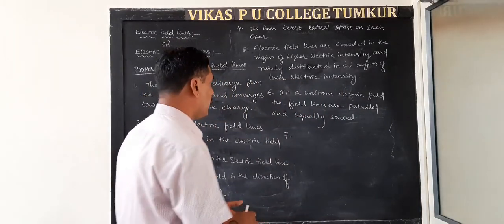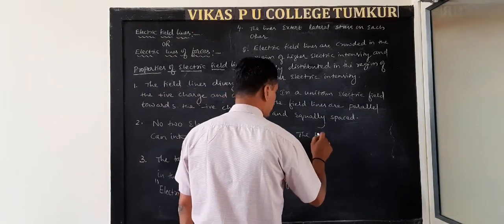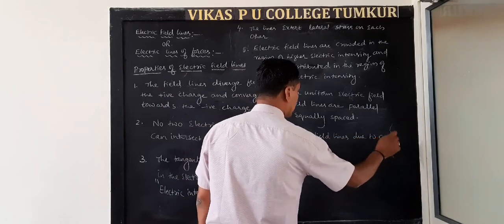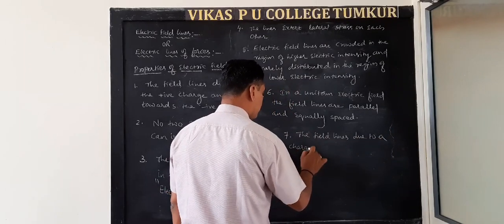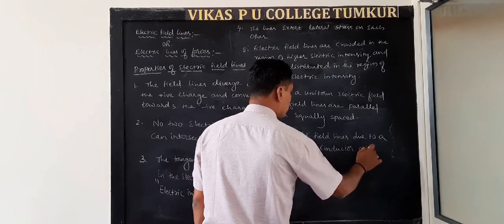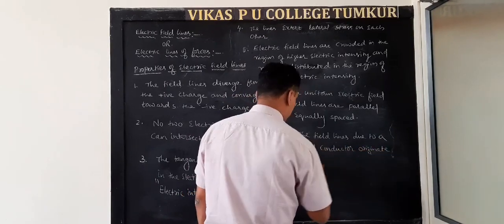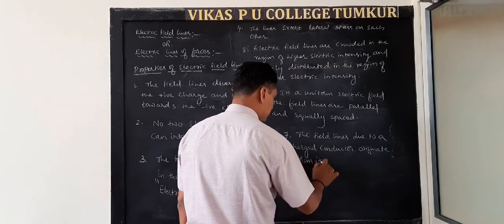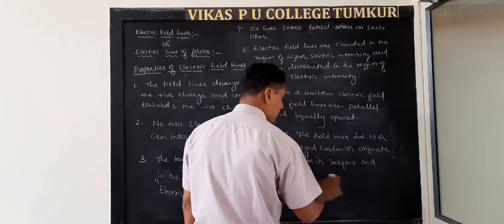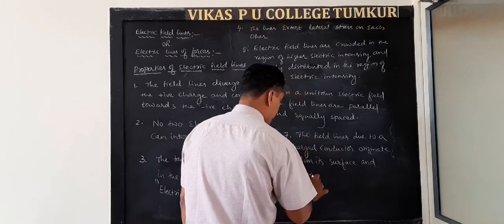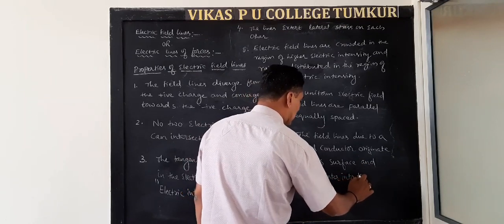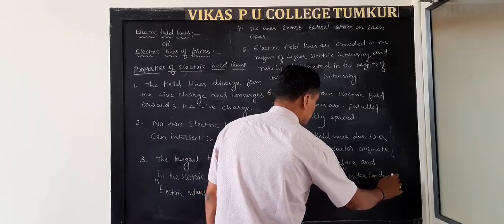So what is the seventh property? The field lines due to a charged conductor originate from its surface and cannot enter into the conductor. This is it.